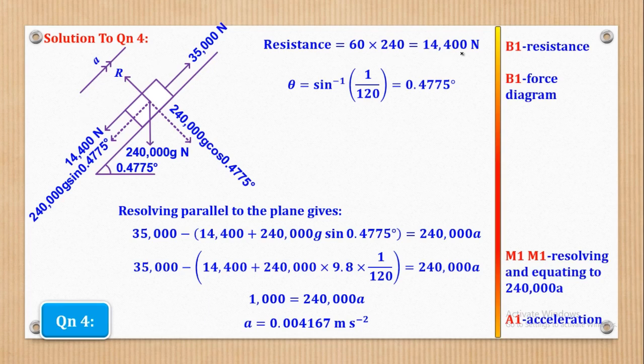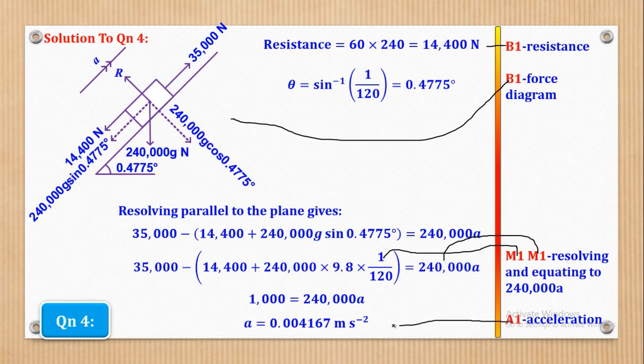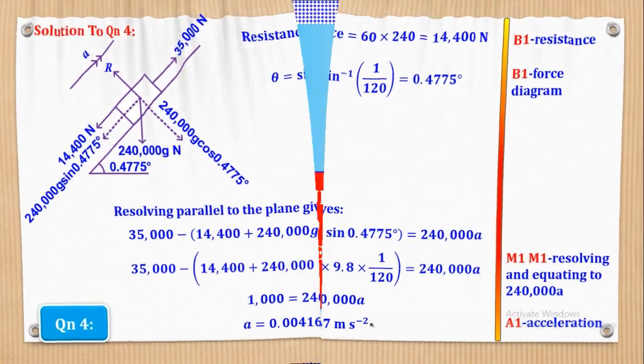So B1 will be for you to calculate the resistance, then another B1 for you to draw the correct force diagram. Remember, force diagrams are drawn using a ruler. Then M1 is for you to resolve, another M1 is for you to equate to ma, which is 240,000 a. Then A1 is for you to simplify until you get the acceleration which they want. So basically that's how the 5 marks could come about in this question.